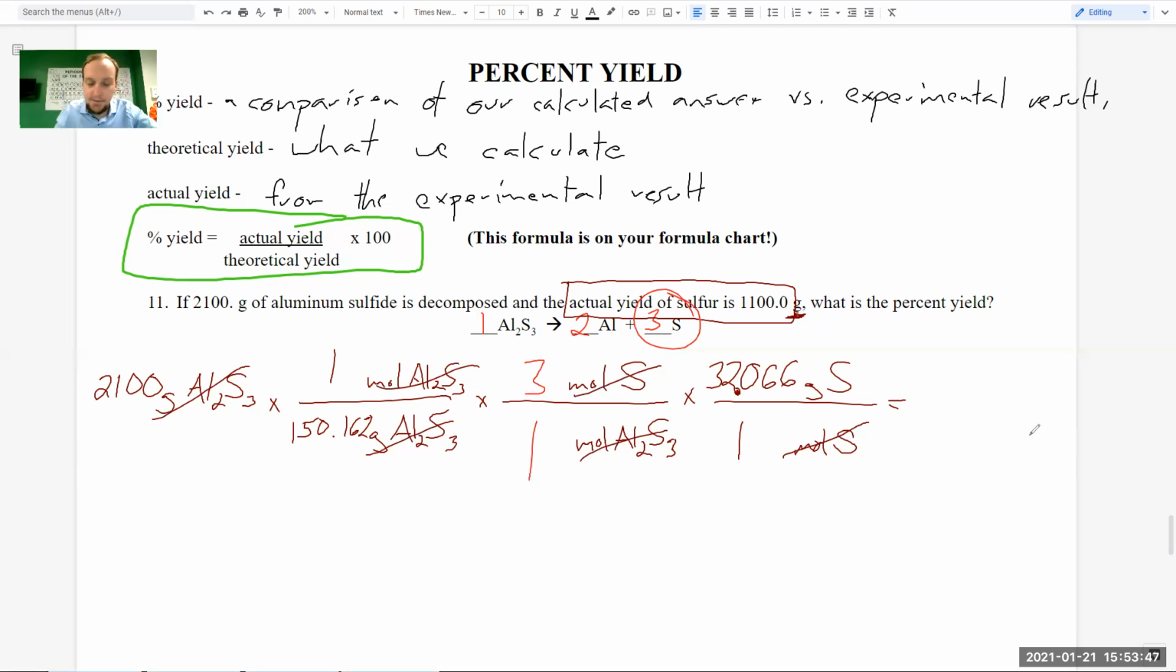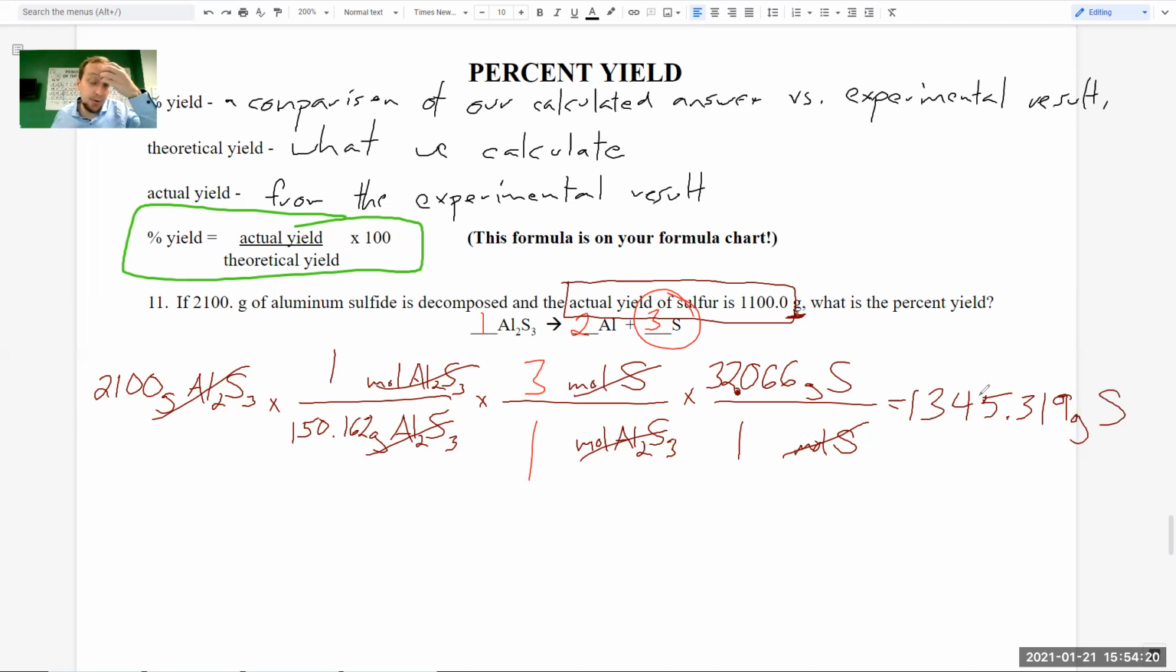And so we're going to be left with some amount of grams of sulfur. Okay, so I'm going to take my calculator. I'm going to put 2100 times 1 times 3 times 32.066 divided by 150.162 divided by 1 equals, and that comes out to be 1,345.319 grams of sulfur.